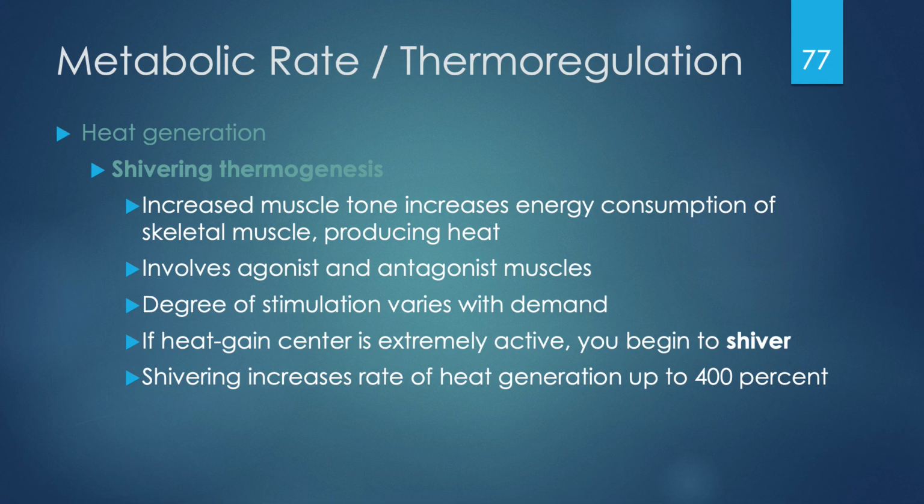One of the ways in which we generate heat is by shivering thermogenesis. And this is just shivering, like exactly what you think it is. So what happens when we shiver is we're increasing muscle tone throughout our body, and that increases the consumption of skeletal muscle energy and produces heat. So we involve both agonist and antagonist muscles in shivering, and the degree of the stimulation is going to vary depending upon the demand. But if your heat gain center is extremely active, you will begin to shiver. And that shivering is going to increase the rate of heat generation up to 400%.